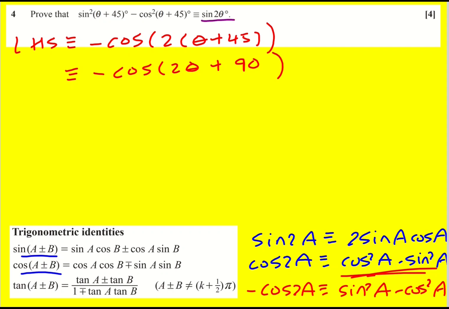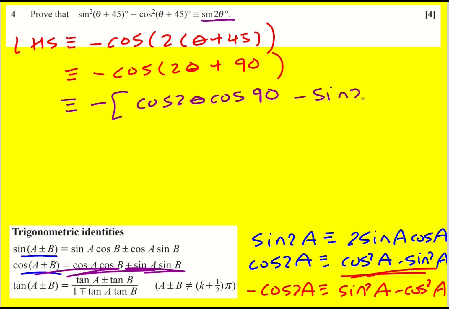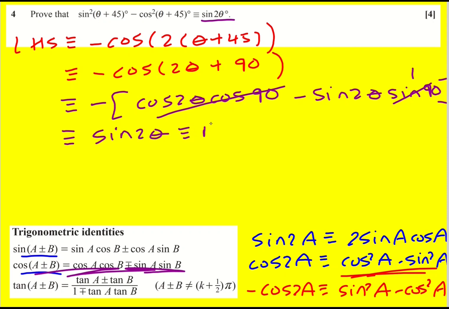Okay, we've got to show that this is sine 2 theta, and for this I'm now going to expand using the addition formula for cos. So I'll get minus, then cos 2 theta cos 90 minus sine 2 theta sine 90. Cos 90 is actually 0, so that will cancel. Sine 90 is 1, so we will get minus sine 2 theta, and hence sine 2 theta. It's a good approach, and that is the one the mark scheme was looking for.